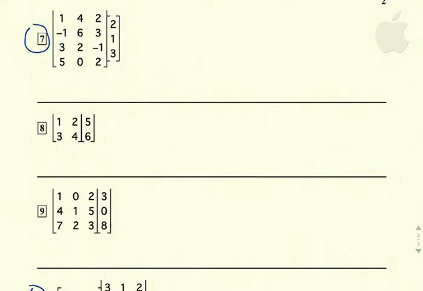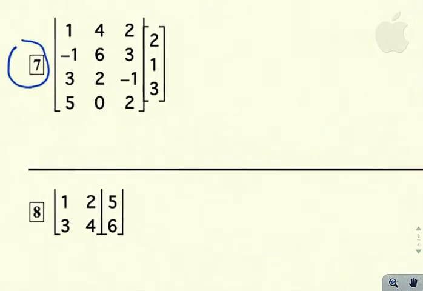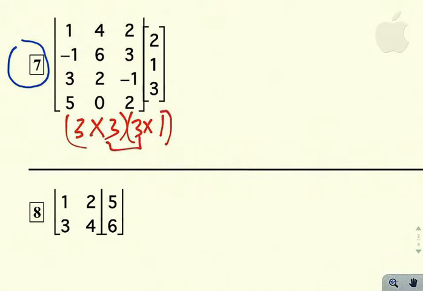Okay, we'll do this one. Remember to multiply, the middle numbers on the dimensions have to match. This is a 3 by 3, and the second matrix is a 3 by 1. These numbers match, so we can multiply these matrices. And the answer is going to be a 3 by 1. 3 rows, 1 column.